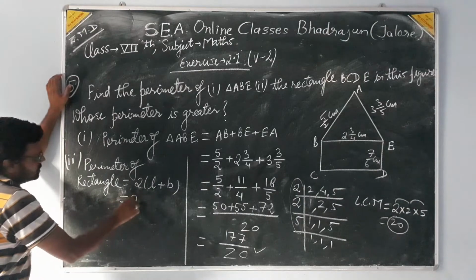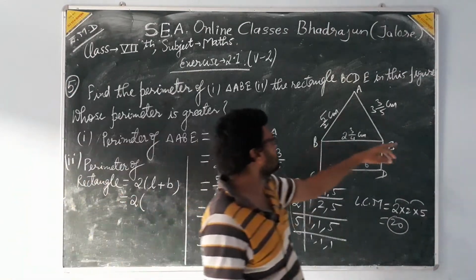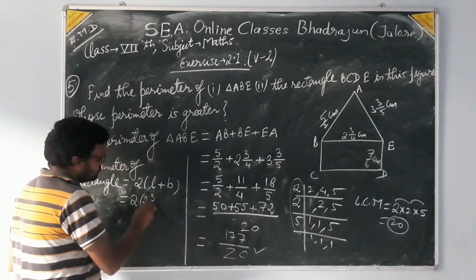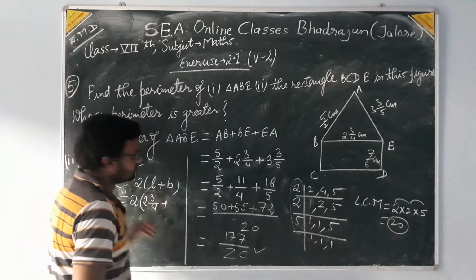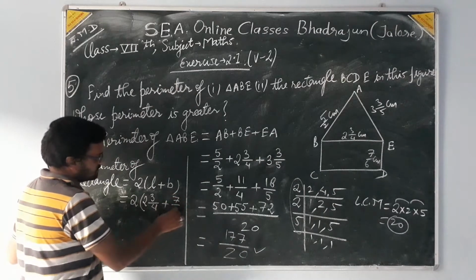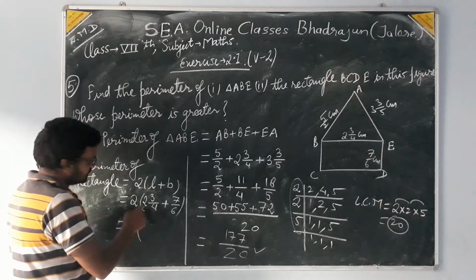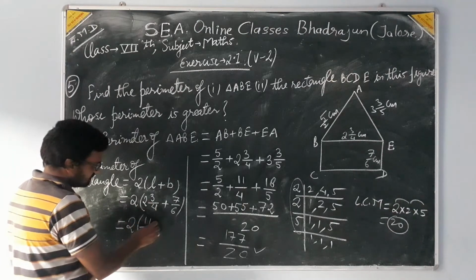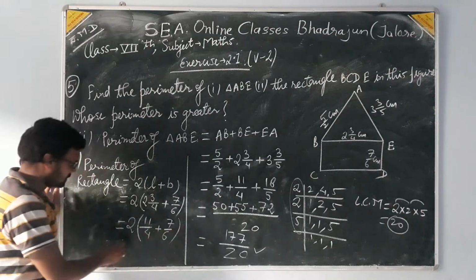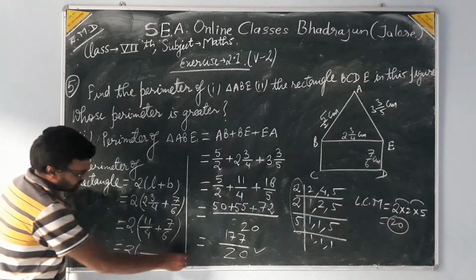So this is 2 multiplied with (L plus B). L is the length BE, which is 2 whole 3 by 4, added to B, which is 7 by 6. This equals 2 multiplied with 11 upon 4 plus 7 upon 6, since 8 plus 3 is 11.